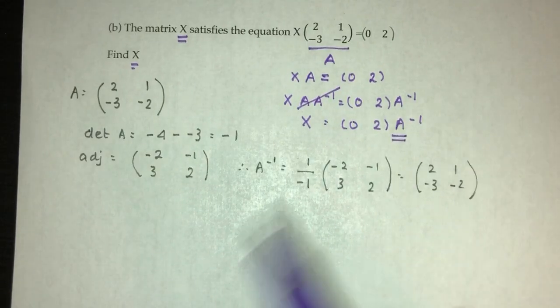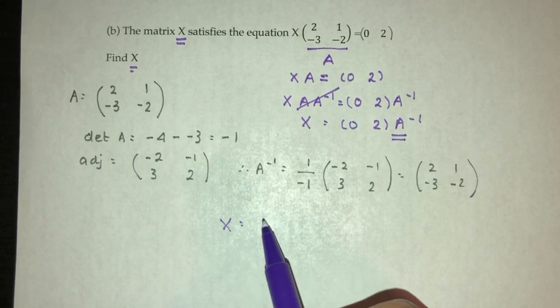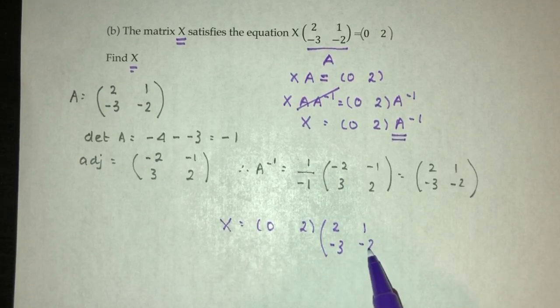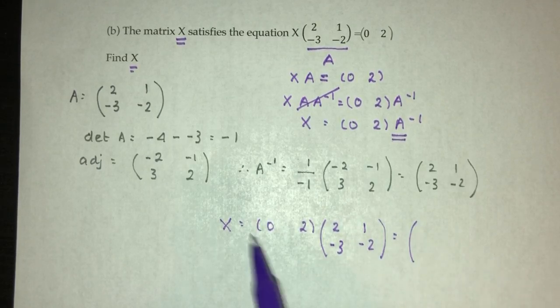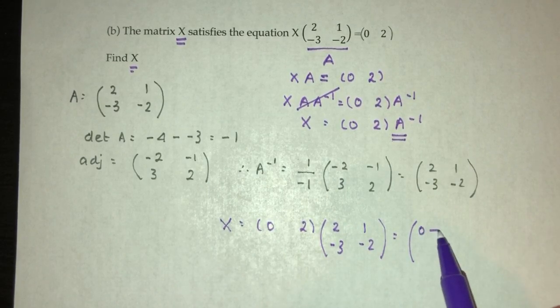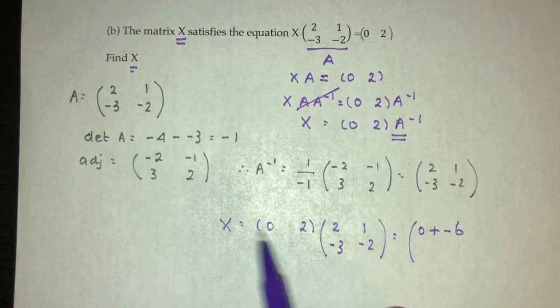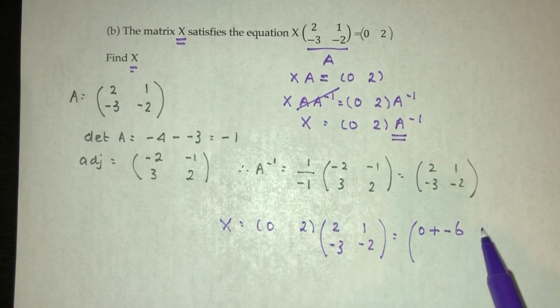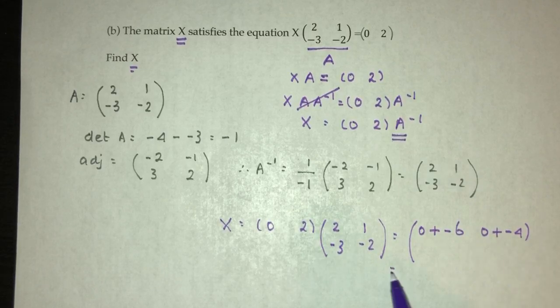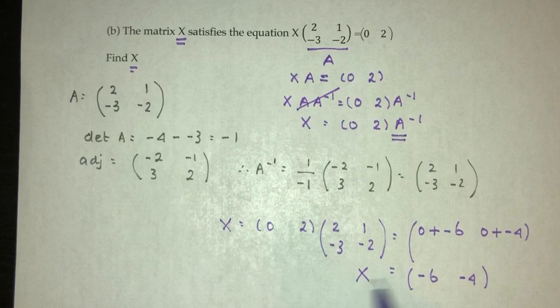Now put this back in the main equation. X has to be (0, 2) times the inverse, which is 2 minus 3, 1 minus 2. So rows by column. 0 times this will be 0 plus 2 times this will be minus 6. Rows by column. 0 times this will be 0 plus 2 times this will be minus 4. So your answer will be minus 6 and minus 4. That is your value for X.